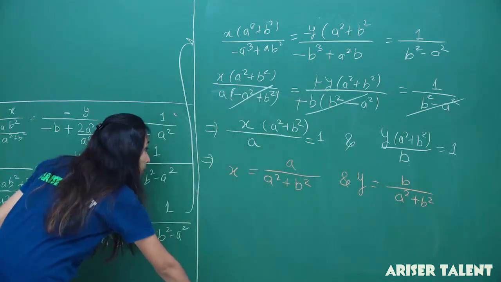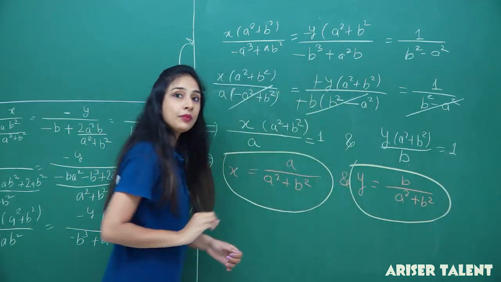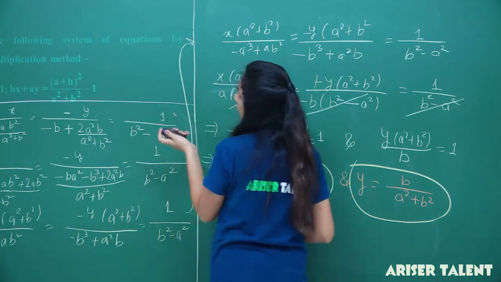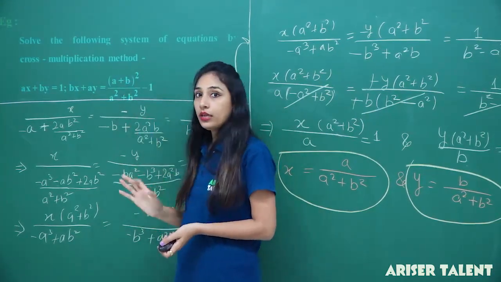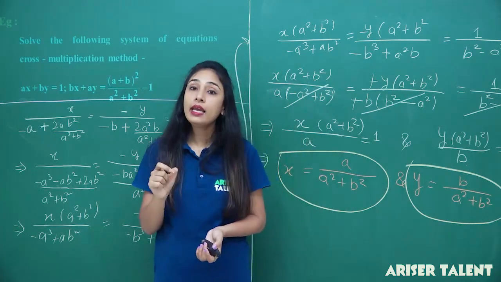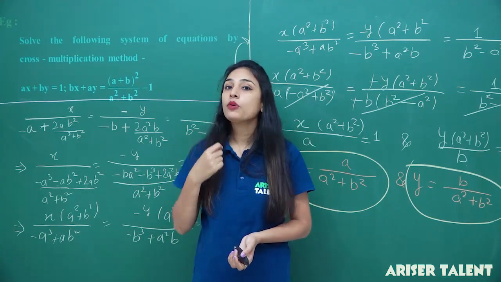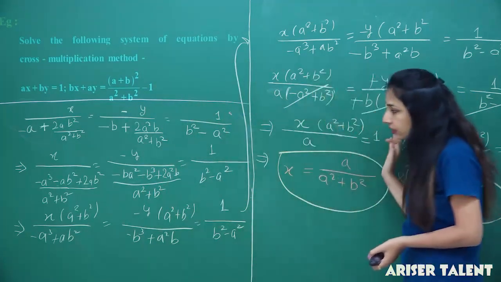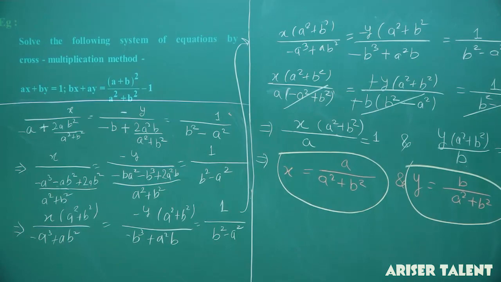So students, now this and this is something you are looking for, right? Because in this question you will be solving this by the cross multiplication method. Okay, so you have got the answer. Now your answer for x is a upon a square plus b square, and for y it will be b upon a square plus b square. Clear? Okay, so have a look at that and just note it. We'll move forward after this. Noted? Okay.